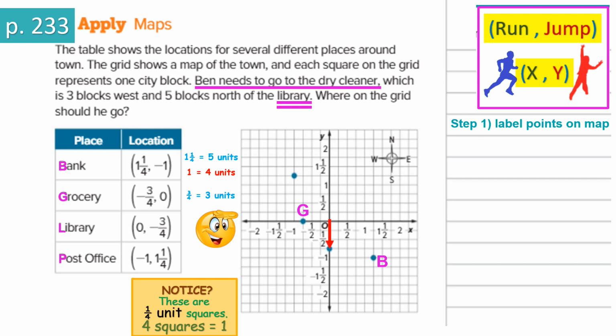When I go to the library, then it says 0, so I'm not going to go forward or backwards. I'm just going to simply drop down 3/4, and then that's going to be my library. That's the one I need.